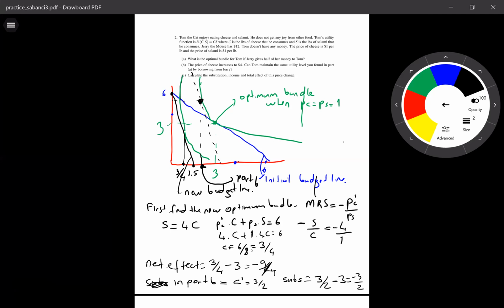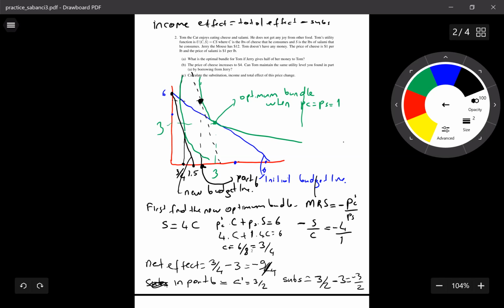So the income effect is total effect minus substitution effect. The total effect is minus 9 over 4. The substitution effect is minus 3 over 2, which gives minus 3 over 4.